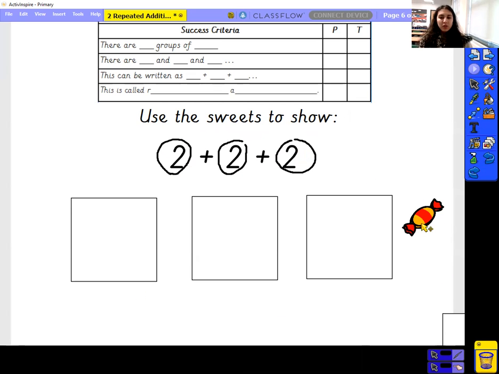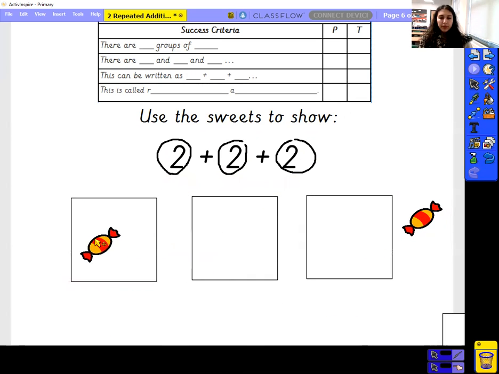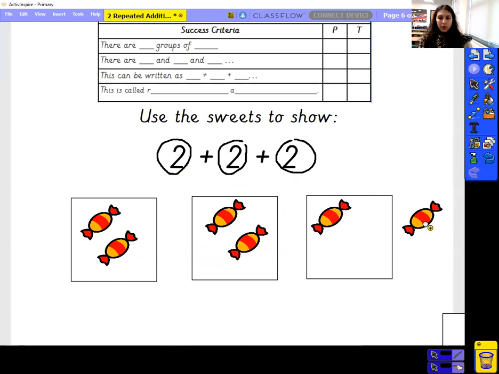How do I know how many sweets to put inside each group? Well, it's the number that's written there. So I've got my 3 groups represented by each individual number. And then the 2 shows me that I've got, what's the daisy? I've got 2 sweets in each group. So 1, 2, 1, 2, 1, 2. So that representation would show me that I've got 2 and 2 and 2, which we can see here being represented as a repeated addition, 2 plus 2 plus 2.